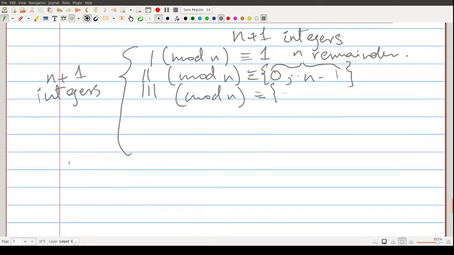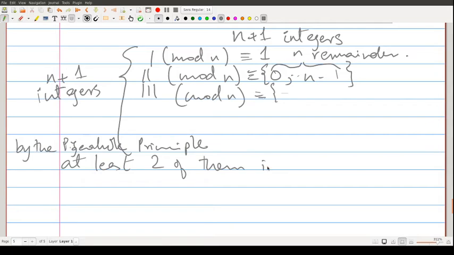So then at least two of them, by the pigeonhole principle, will have the same remainder. Do you agree with that statement? There are n plus 1 integers, and the possible remainders that we have are just n. Does it make sense?